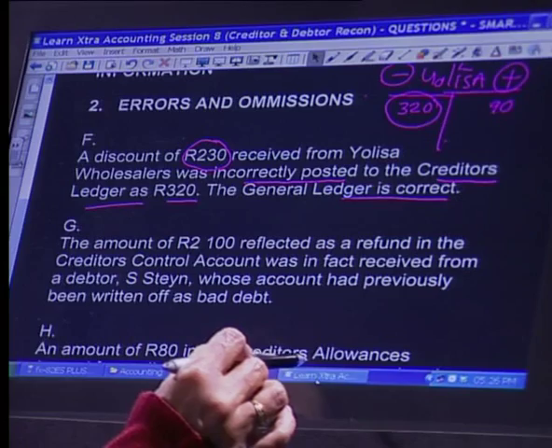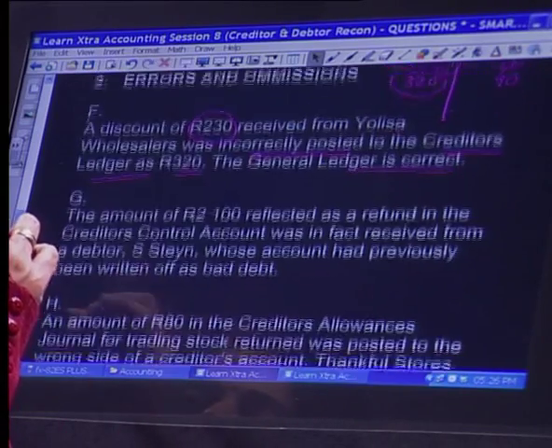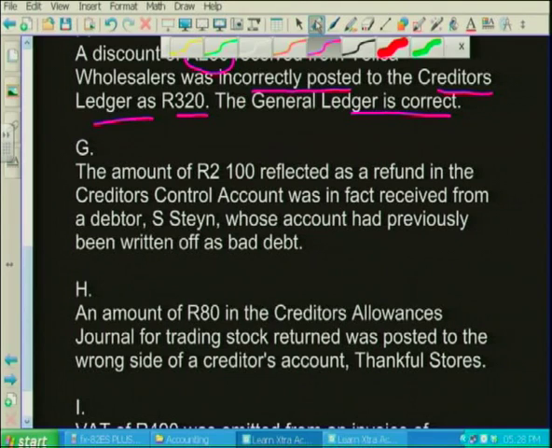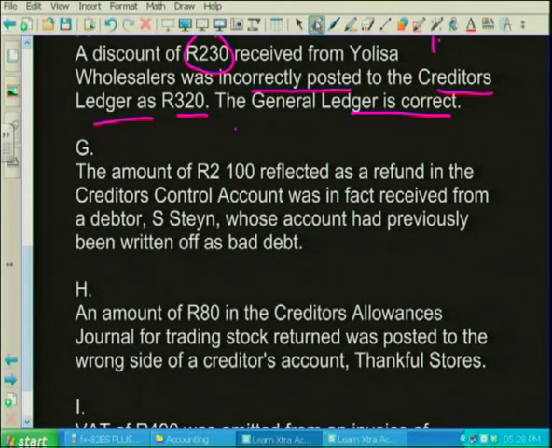Right, guys, let's go back to our adjustments or our errors. Right, we're ready now to look at error G. The amount of 2,100 Rand reflected as a refund in the creditor's control account was in fact received from a debtor, S. Stein, whose account had previously been written off as a bad debt.